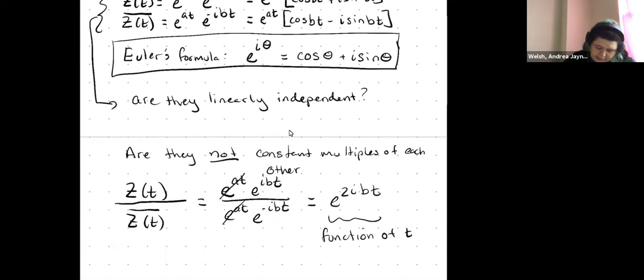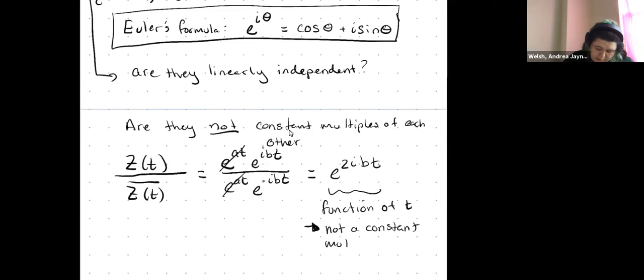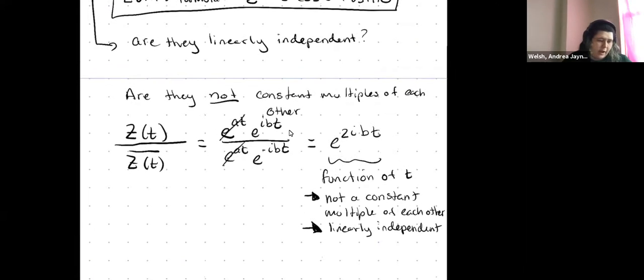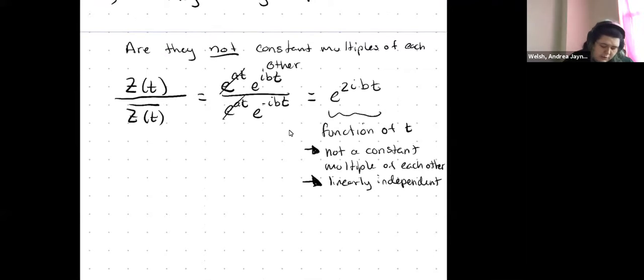So that means that it is not a constant multiple of each other, which means that they are linearly independent. Okay, good. So we have our two linearly independent solutions.